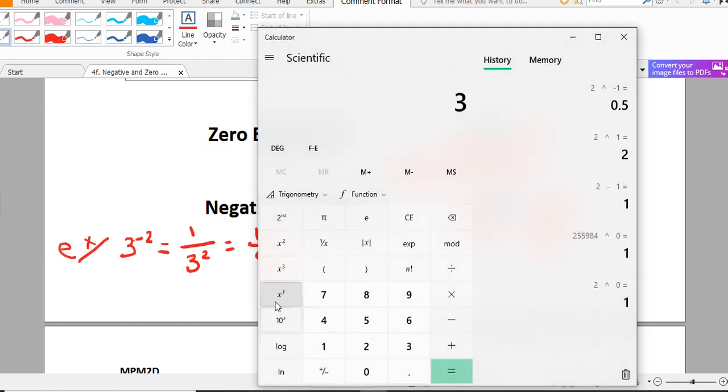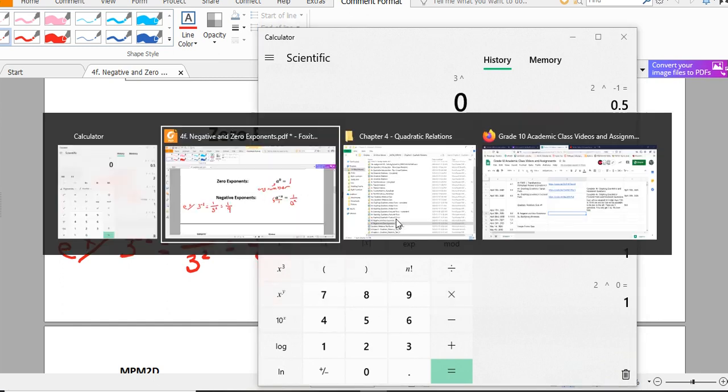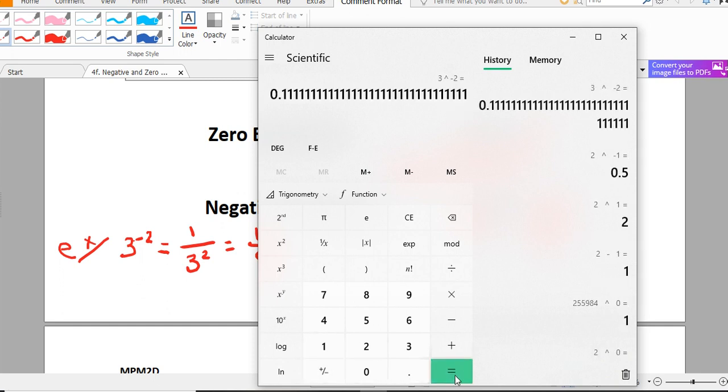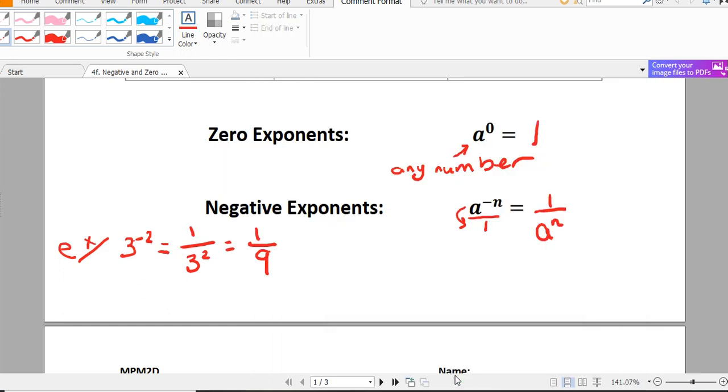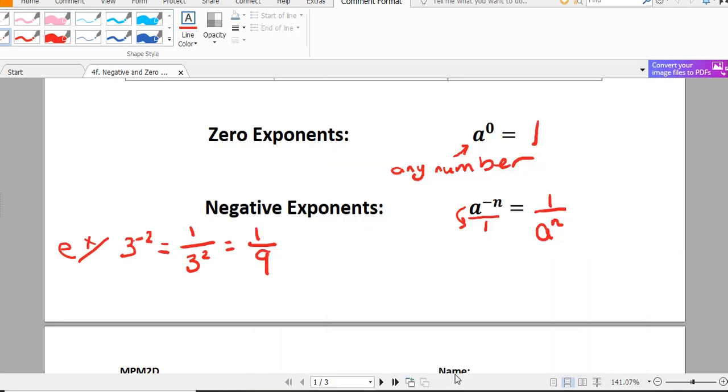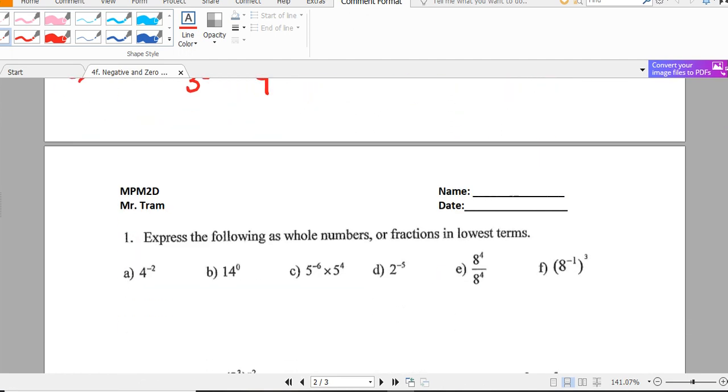So 3 to the exponent of negative 2 will give us 0.11111. Is that the same as 1 over 9? Let's find out. 1 divided by 9 is equal to 0.1111. And there you have it. So let's take a look at a couple of these examples.